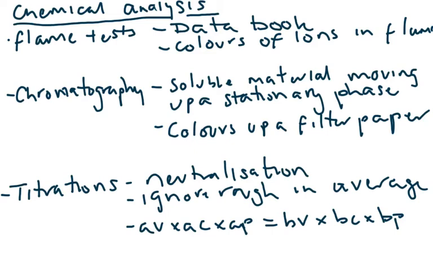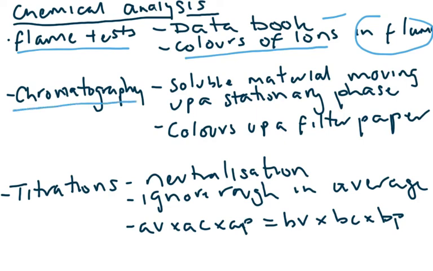Chemical analysis. Chemical analysis involves looking at the idea of flame tests. These are in the data book, and they give the colours of ions, generally metal, as they appear in flames. Potassium being lilac, sodium being yellow, etc.